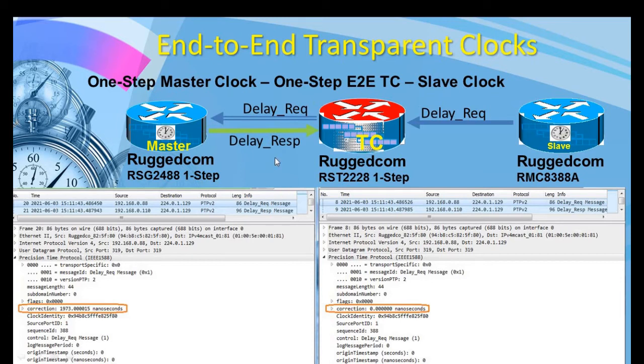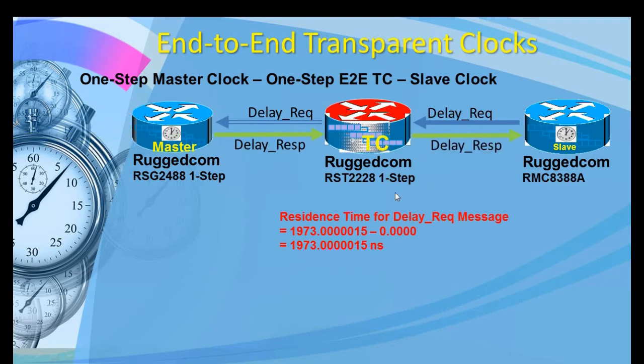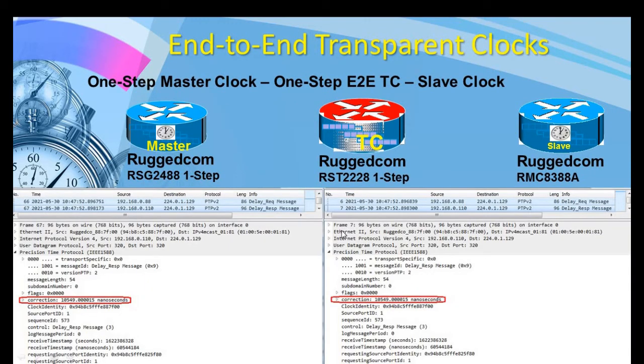The delay response message is sent out from the master side, forwarded by the transparent clock, but not modified. So the residence time of the delay request is 1973 nanosecond on the one-step transparent clock.